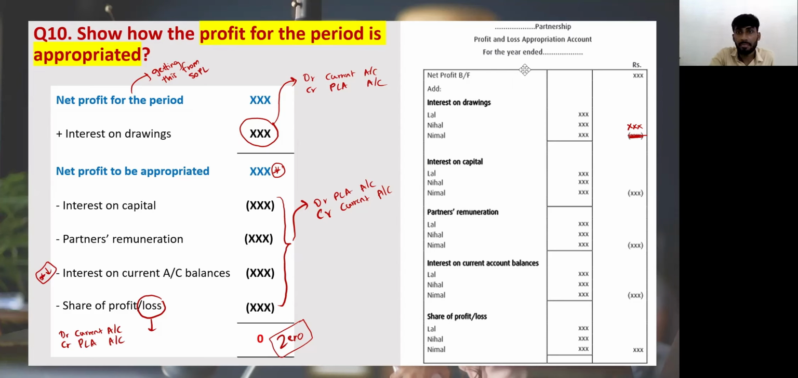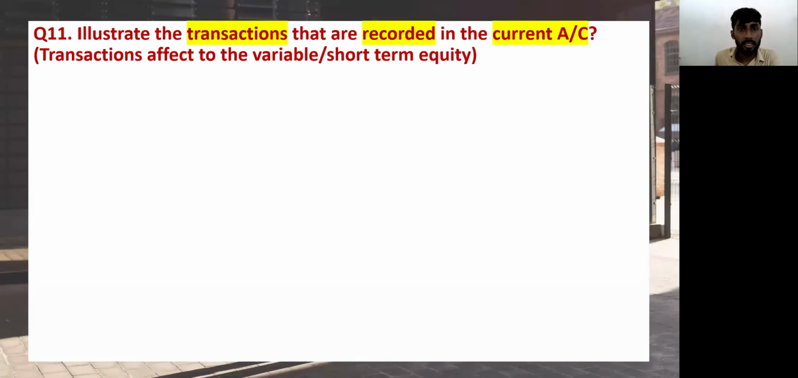Okay, great. Fine. Now we have an idea about that. Now let's see how these transactions, which affect the variable equity or short-term equity, are recorded in the current account. This is very easy, my dears. What you have to do is just simply get an idea of that.